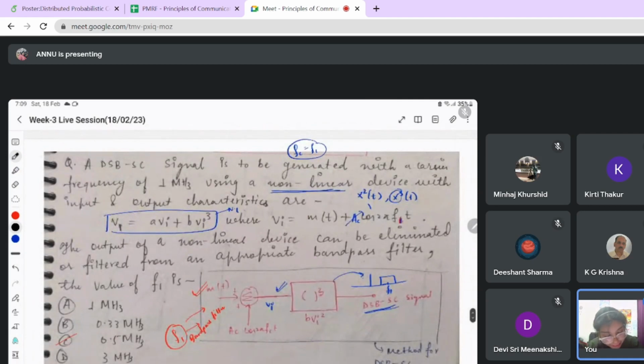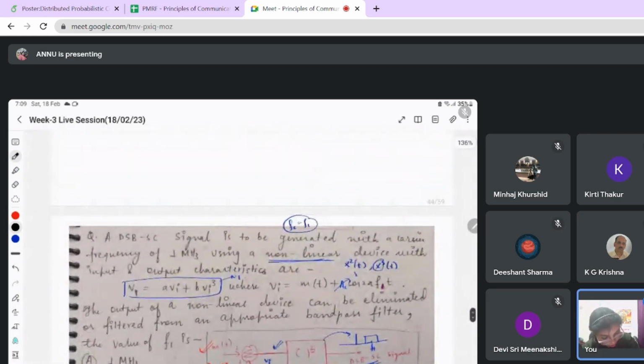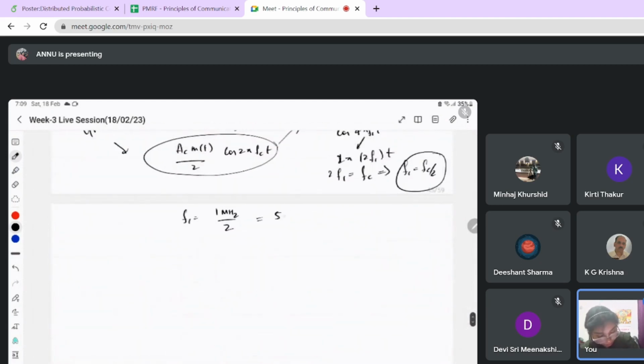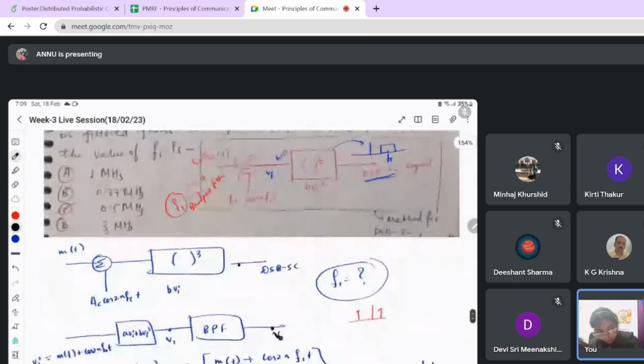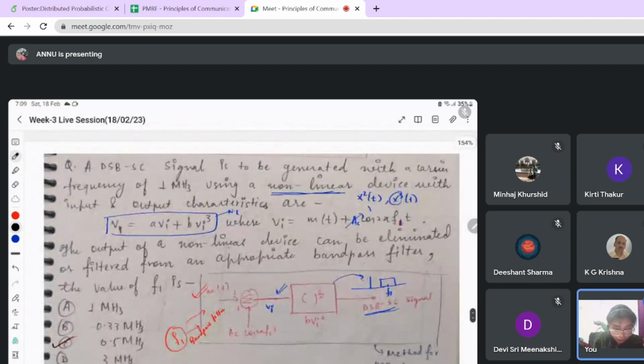A DSB-SC signal is to be generated with a carrier frequency of 1 megahertz. So the carrier frequency is given here, and f1 is equal to 1 megahertz by 2. Sorry, I wrote it wrong here. So it is 0.5 megahertz we can write. So the answer is 0.5 megahertz. Yes, so you have solved correctly. The answer is 0.5 megahertz. So let us just analyze this question once again.